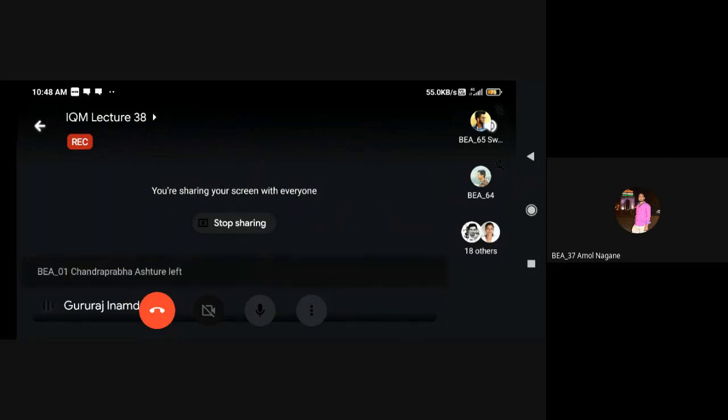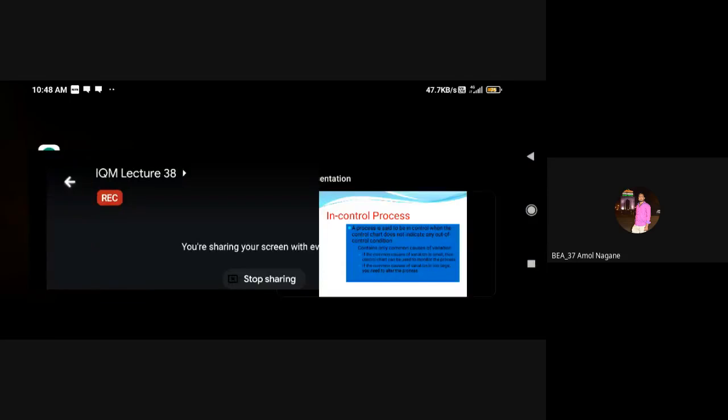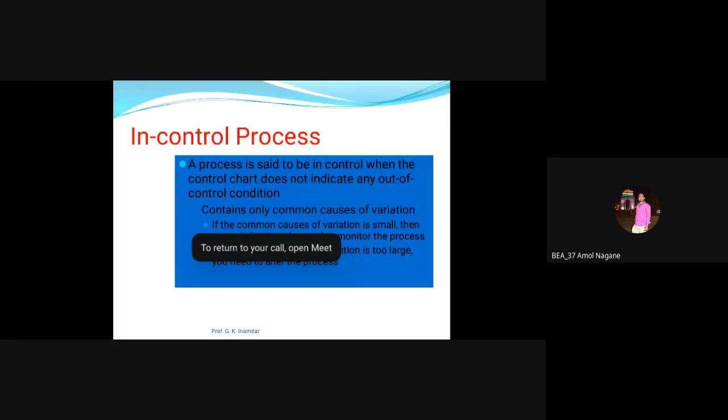Those are remaining. Please message your roll number here. Don't duplicate if you have already done it. I will analyze that.